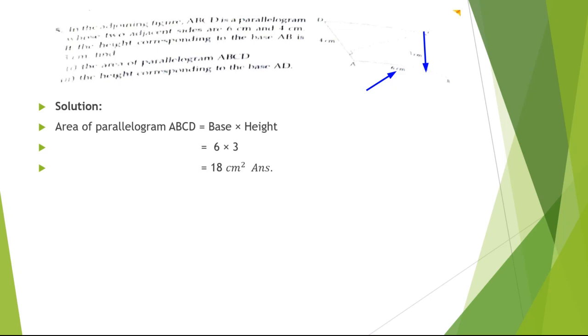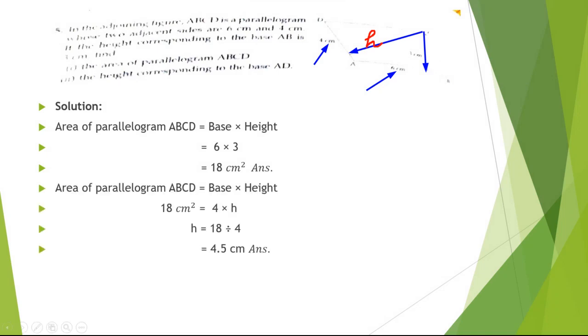And for the second part, they are asking the height corresponding to the base AD. So that means AD becomes the base. How much is AD here? AD is 4 centimeter. So we'll take the corresponding height, which means height from the opposite vertex to this base. So this we have to find. Since this is not given, let the missing height be h.